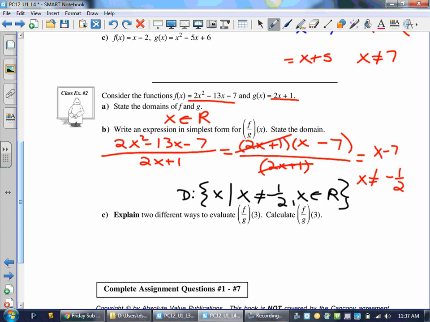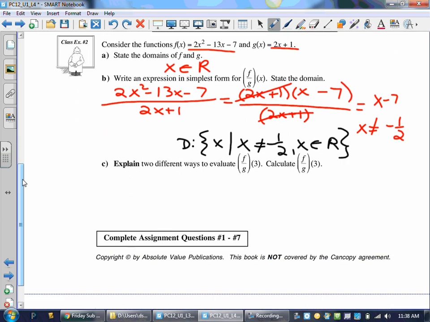Okay. Last but not least, it says explain 2 different ways to get f divided by g of 3, and then calculate it. So we know we could either do from the originals, I could do f of 3 divided by g of 3, or I could do f divided by g of 3 like that. So either one. You can start with the original 2 functions, plug in 3, or you could start with the simplified version, which is right here. That is super simple.